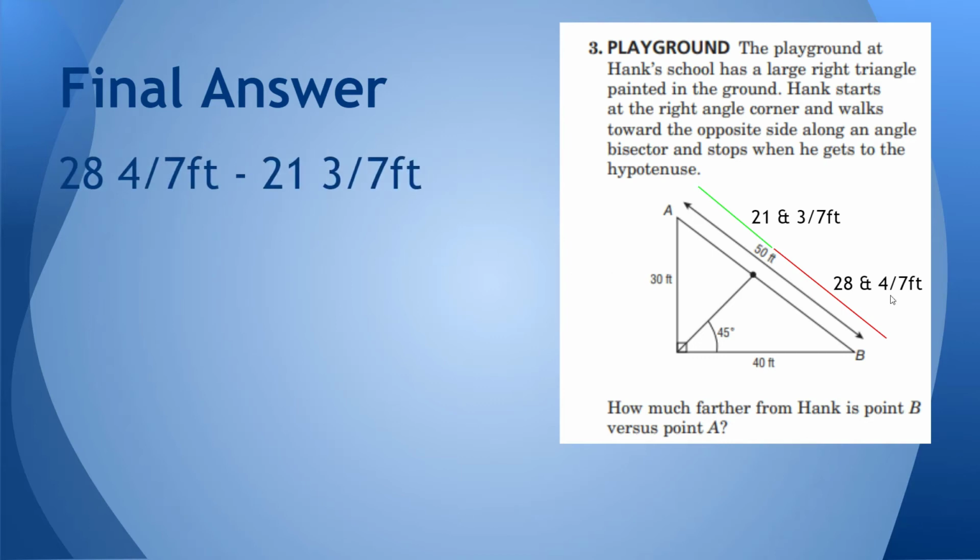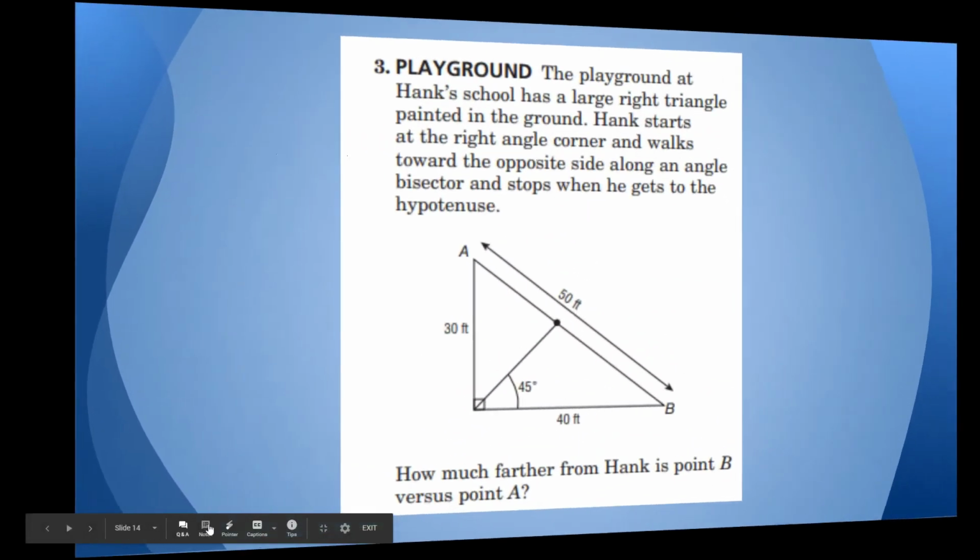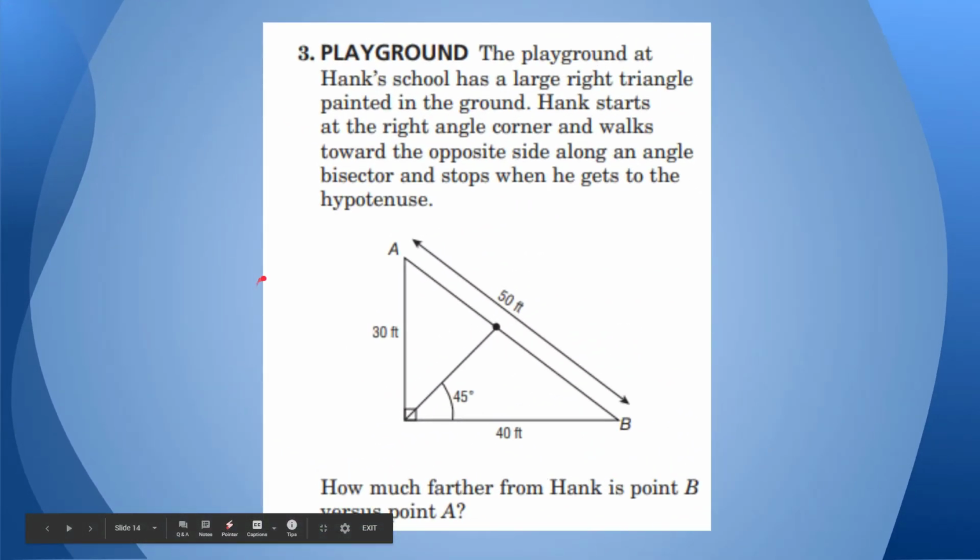And so we do that by actually subtracting again. We can actually find the difference between the two by taking the larger number and subtracting our smaller number from it. And we'll end up with 28 and 4/7 minus 21 and 3/7. And we end up with 7 and 1/7 feet. And that is the difference. That's how much farther away Hank is from point B than he is from point A when he stands right here. Okay, let's go back to this problem once again. You thought we were done. That was the final answer, right? Well, almost, because I actually want to show you a different way how to do this problem.